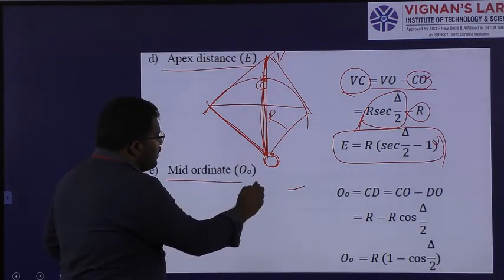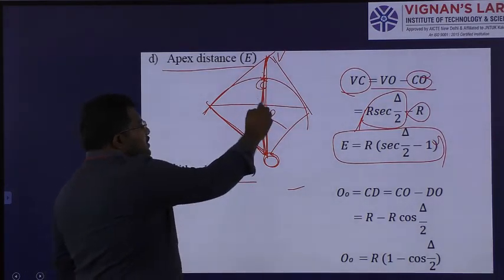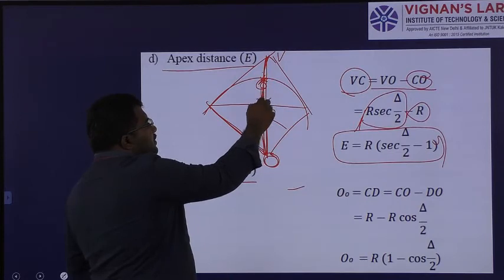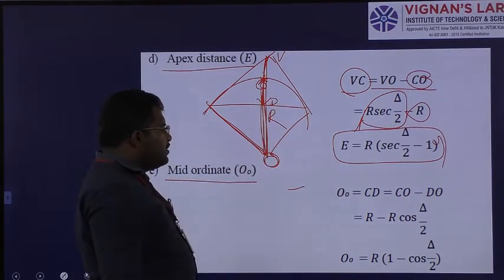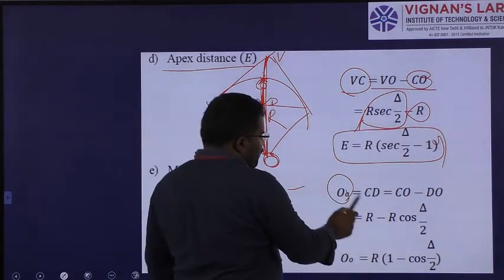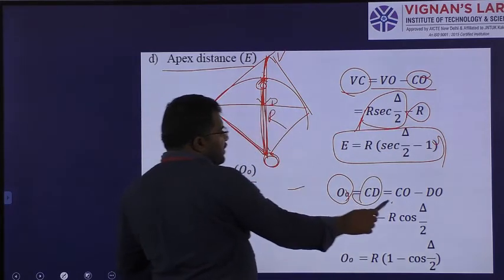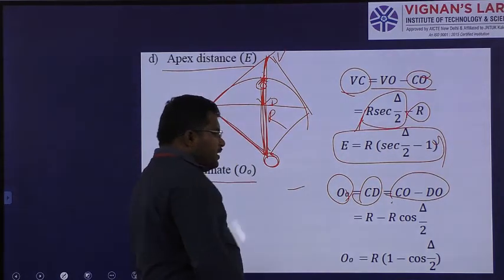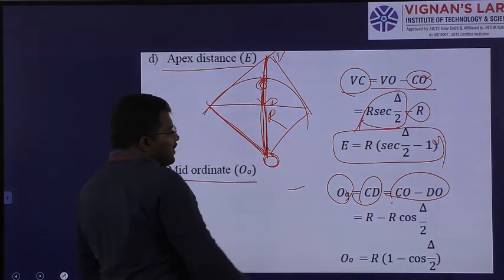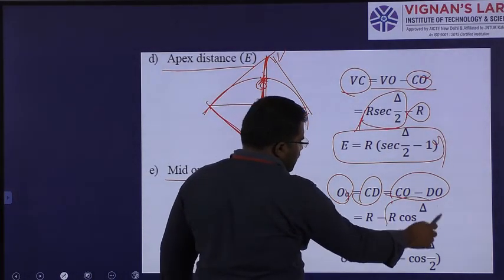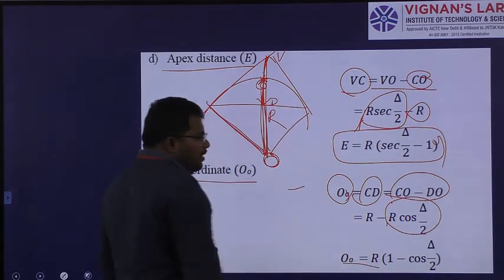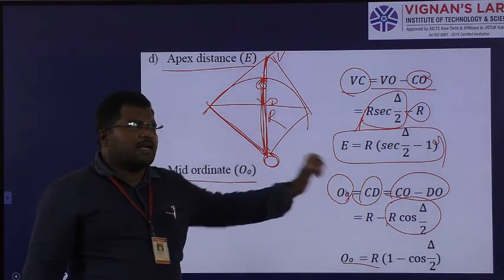Then coming to the mid ordinate. Mid ordinate is this, from C to D. So that's why mid ordinate O naught is equal to CD. That CD is equal to CO minus DO. CO is equal to capital R and DO is equal to R cos delta by 2. So finally you get R into 1 minus cos delta by 2.